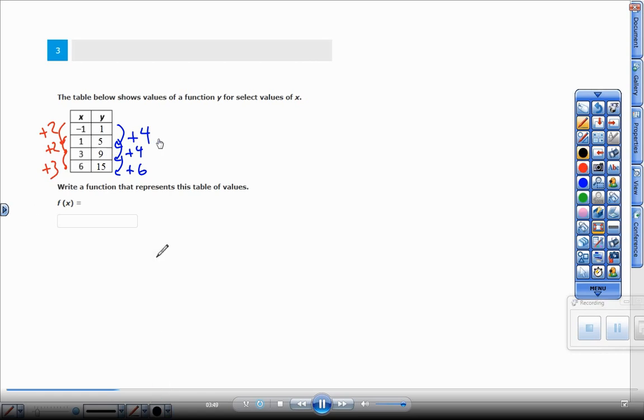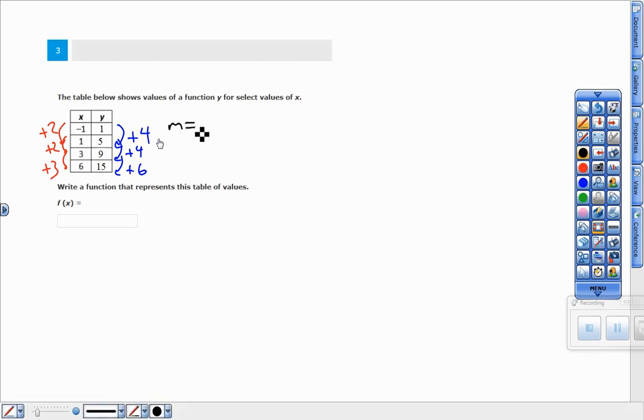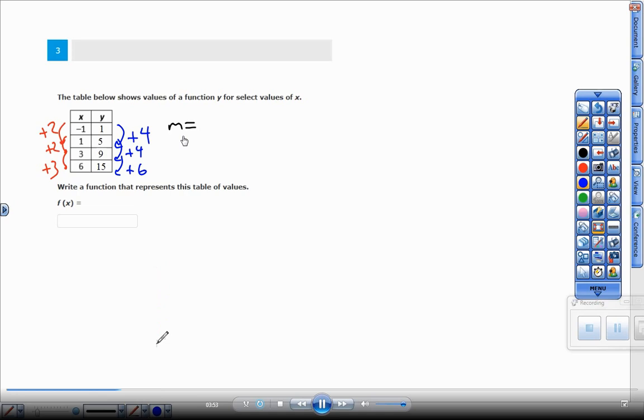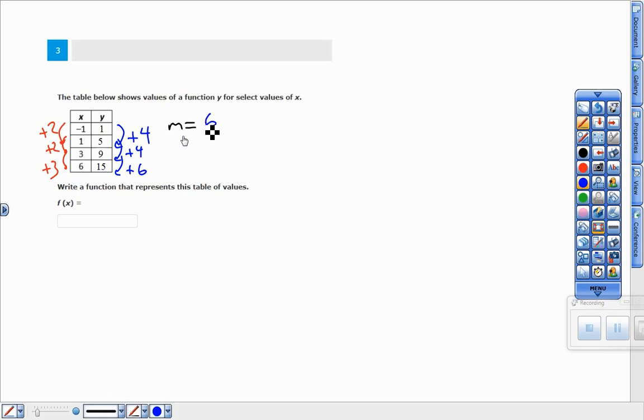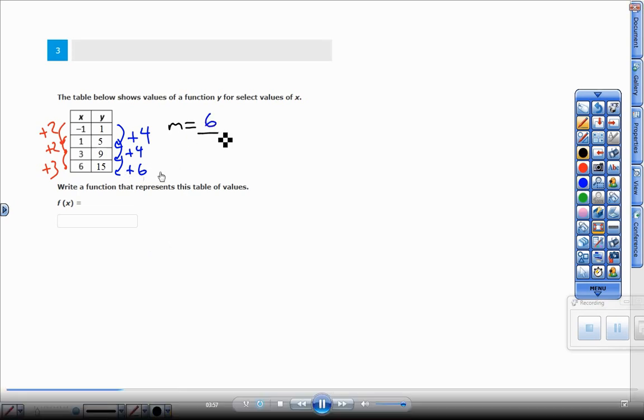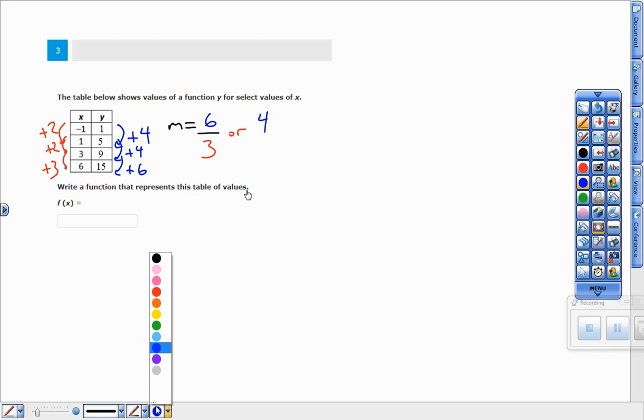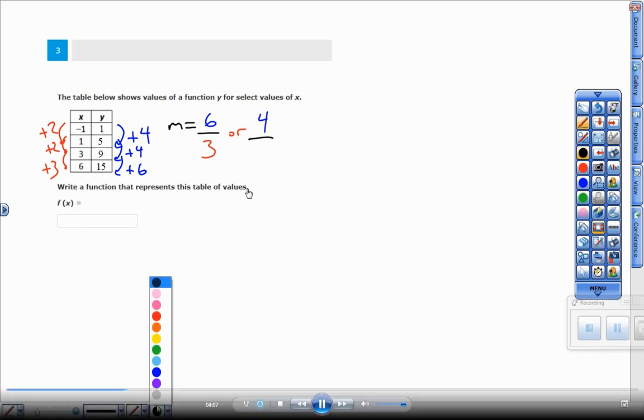So I could use, for slope, 4 over 2, or I could use 6 over 3. All of those are good. 6 over 3 or 4 over 2. Each of those gives me a slope of 2.